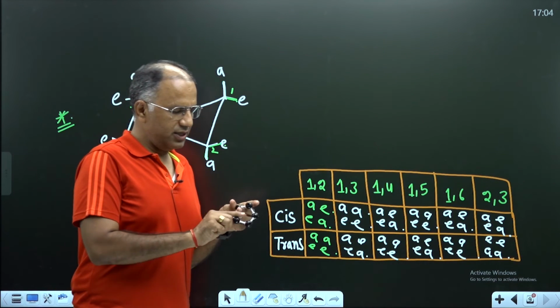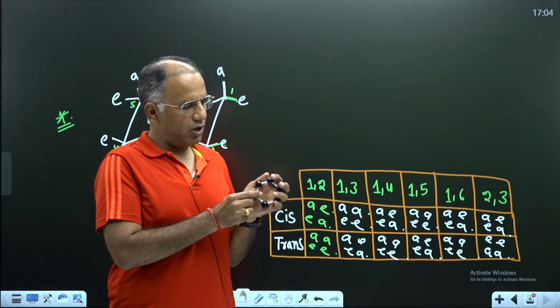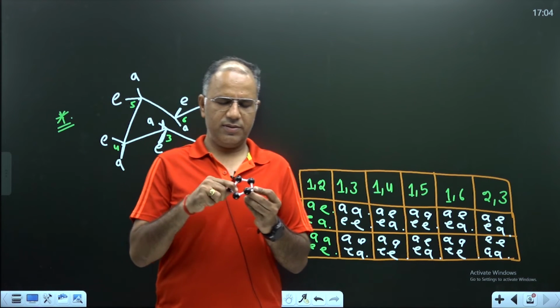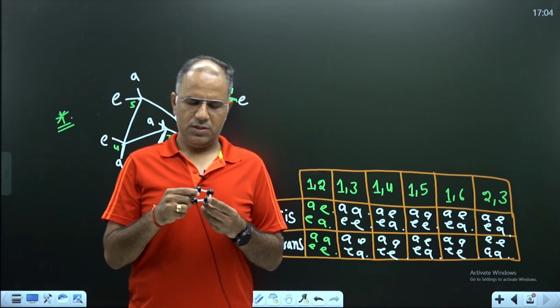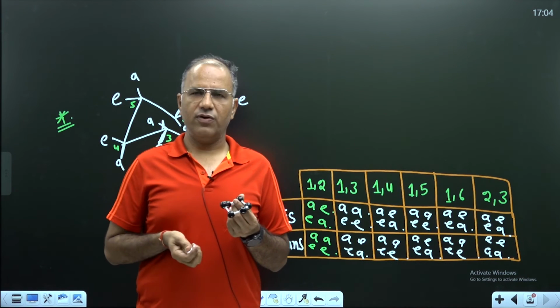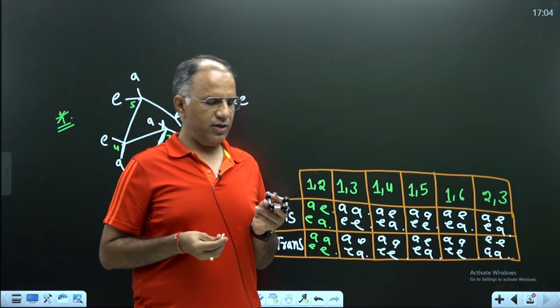Now, first of all, this is our chair form. And as I already explained, that chair undergoes buckling. Buckling means bond movement. And this will convert into this rigid chair form. Now, two types of bond are there. One is axial and one is equatorial.